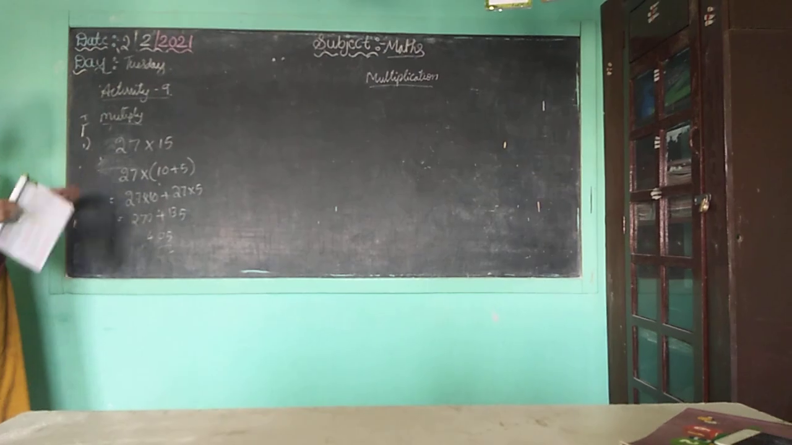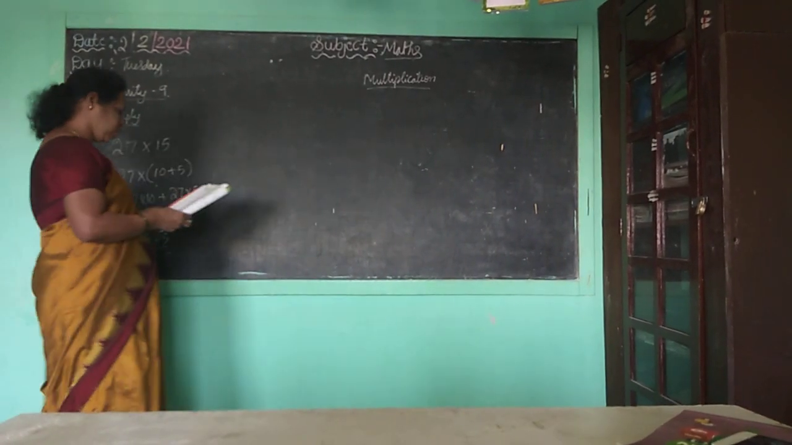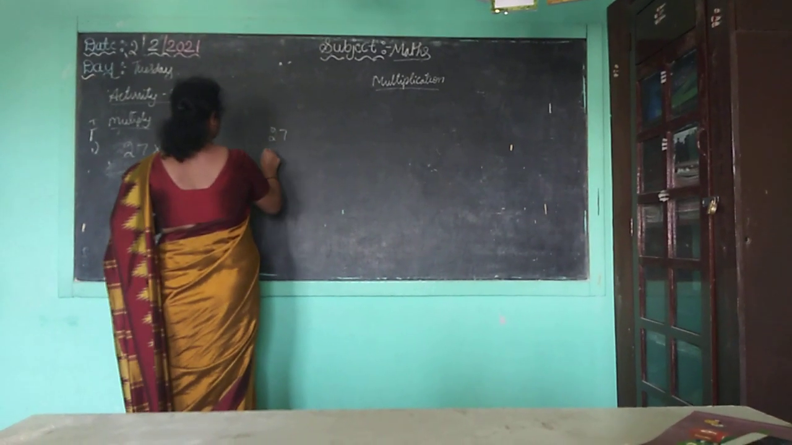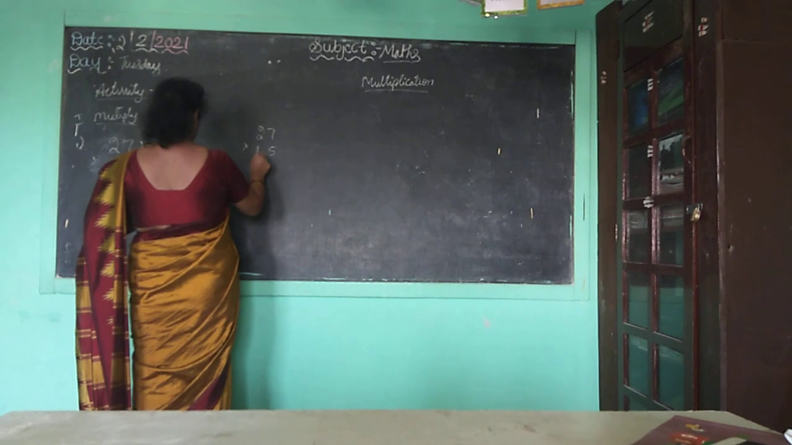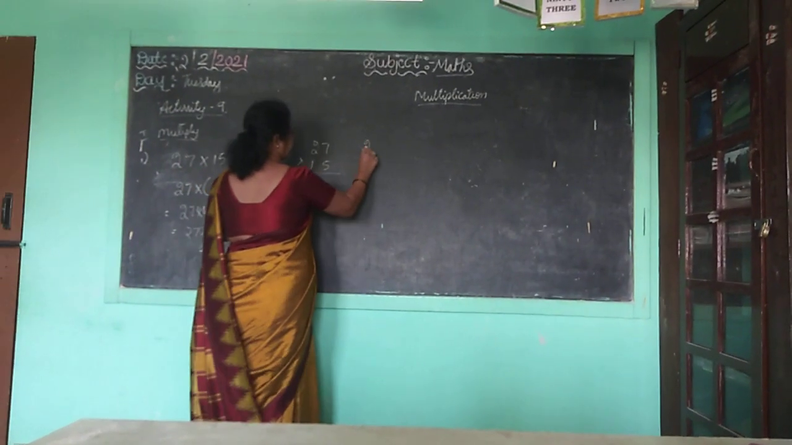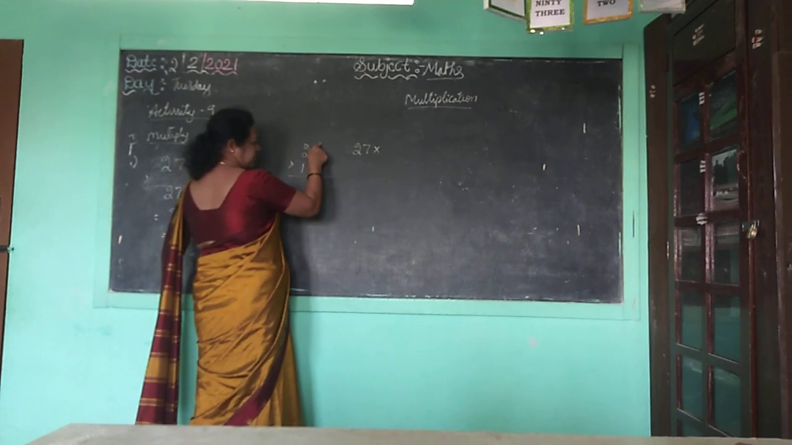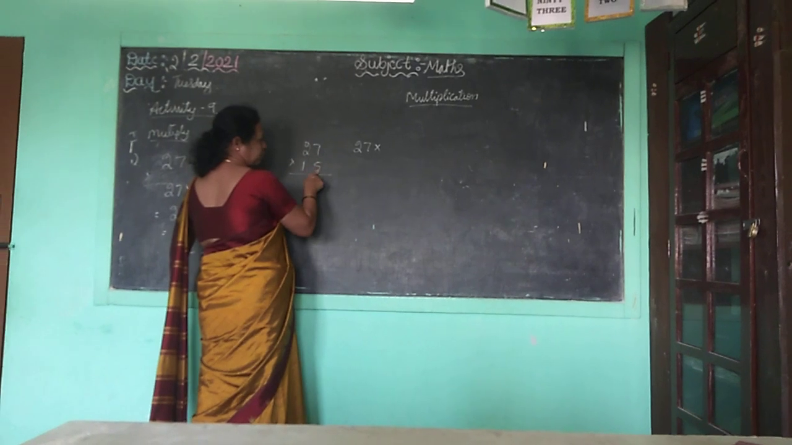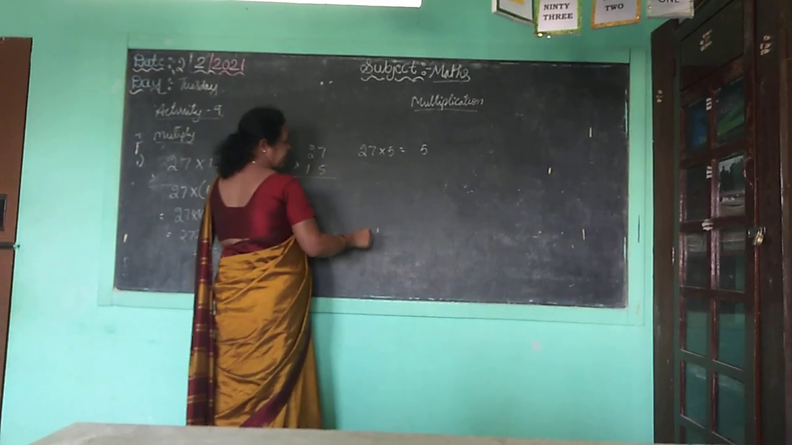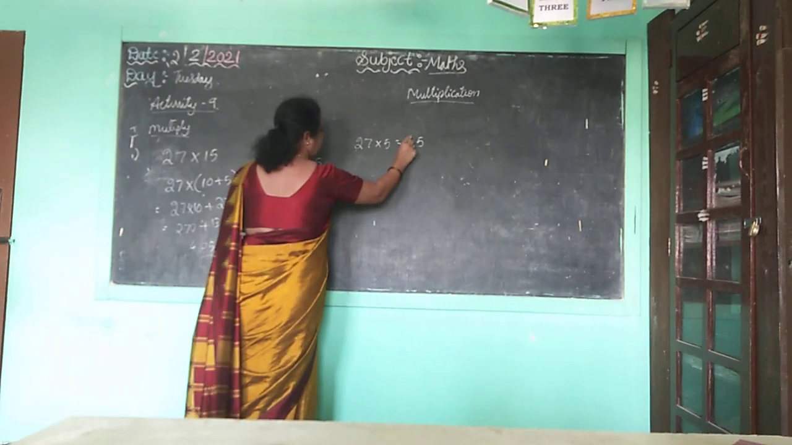Okay children, this way also you can do the multiplication. Then another way, the short method, is under C: 27 multiplied by 15. First, 27 multiplied by 5, from the ones place. 5 sevens are 35, 3 carry, 5 twos are 10, plus 3 is 13. So 135.